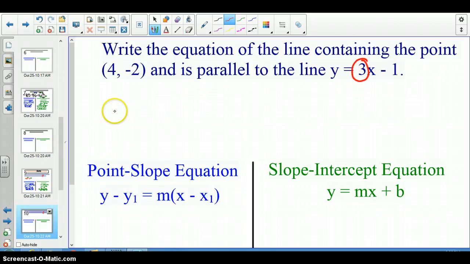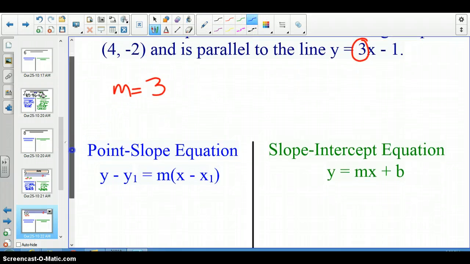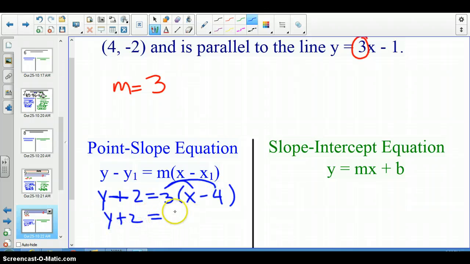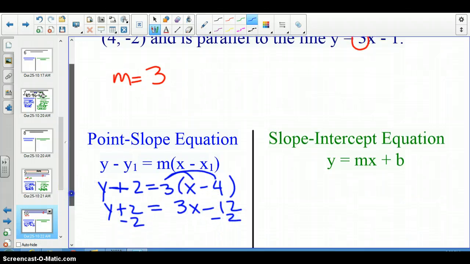So here's my slope, parallel. We're going to use the same slope. So y minus y1, -2, so two negatives make a positive there. M is 3, parentheses, x minus 4. Distribute. And then subtract 2 to get y all by itself. We're putting it in slope-intercept form.